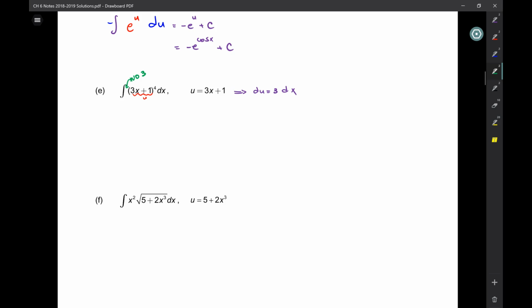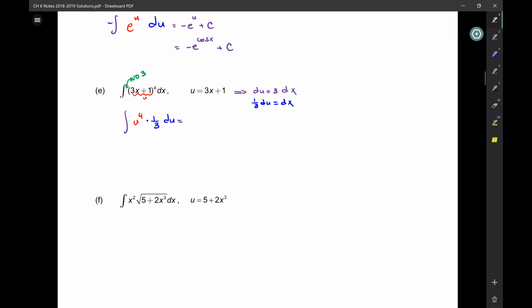So here's what I do. When I substitute this as u to the 4, okay, what do I have left over up here? Just dx. And how much is dx over there? Du over 3. Yeah, 1 over 3 du is equal to dx. So then, here it's going to be u to the 4 times 1 over 3 du. Why is it like that again?